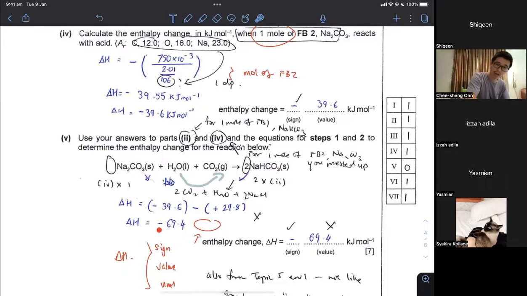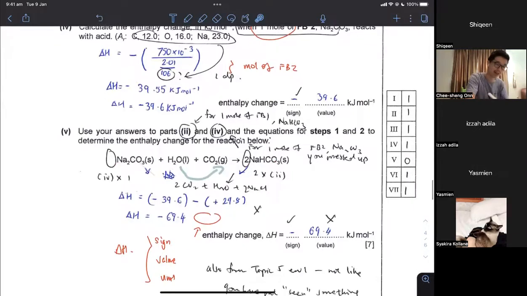You will get a value with a unit. The calculator will not tell you when it's positive, it will only show you when it's negative. But when it's positive, make sure you also have the sign, value, and unit.